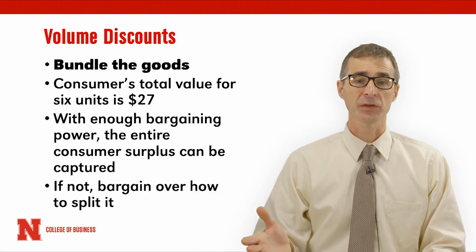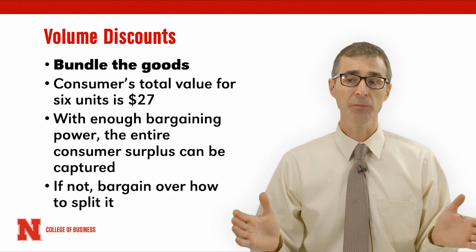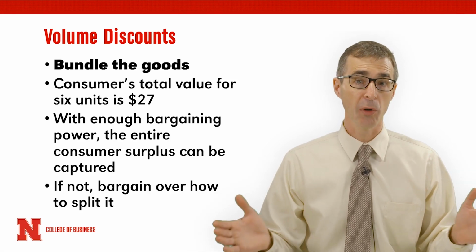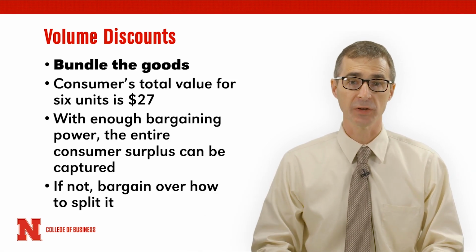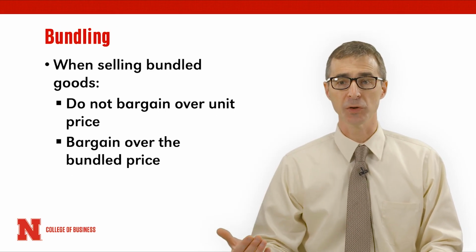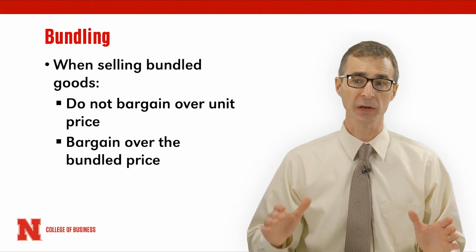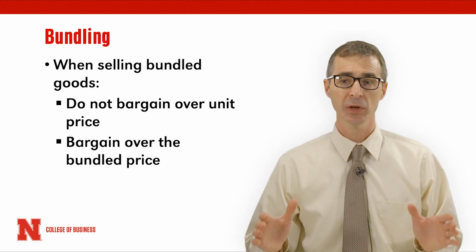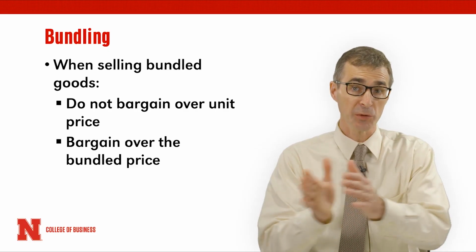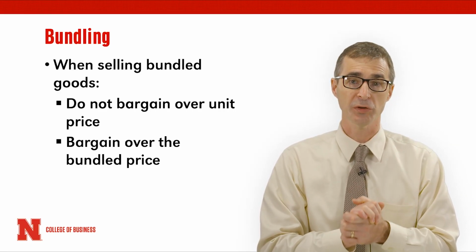So bundling the goods together, again, just to reiterate, the customer's total value is $27. With enough bargaining power, the consumer could capture all of that surplus, and with no bargaining power, the consumer would pay $27. So when selling bundles of goods, a key economic idea is that when bargaining with a customer, don't bargain over the unit price, instead bargain over the bundled price. Sellers can bundle like items, when customer value decreases with each additional unit, or they can bundle different items with different consumer demands.